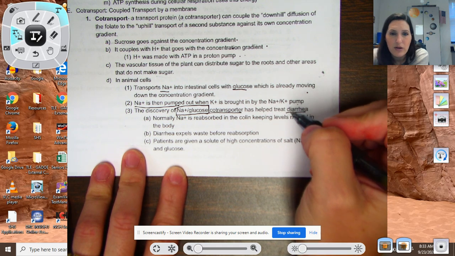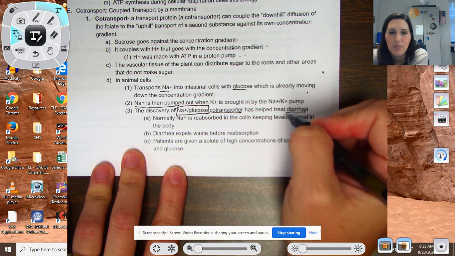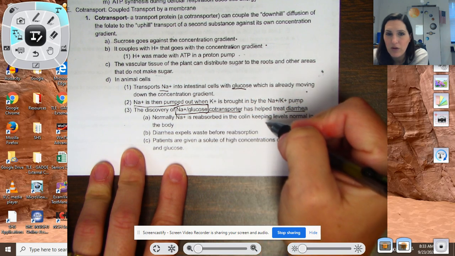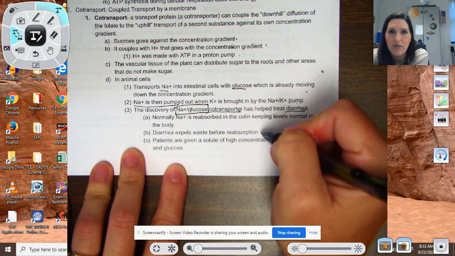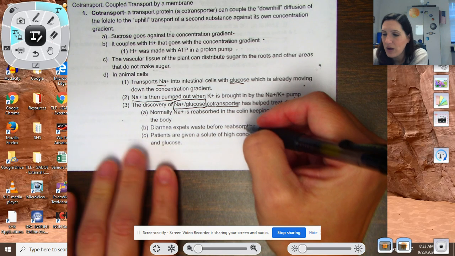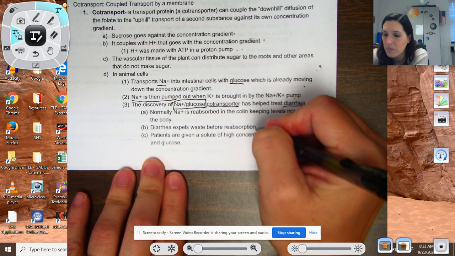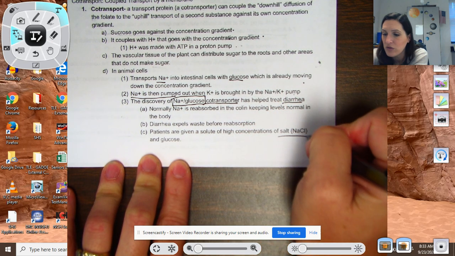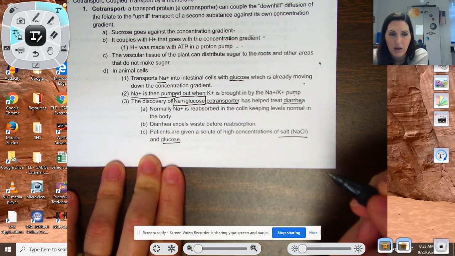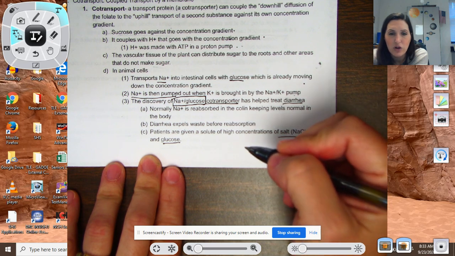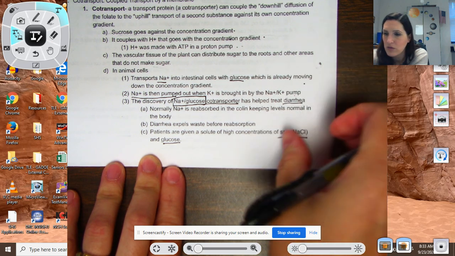In third world countries, people still die of diarrhea, especially babies. Normally, sodium is reabsorbed in the colon, which is the end of the digestive tract. But if you have diarrhea, everything leaves before the sodium can get reabsorbed. Diarrhea expels waste so fast before reabsorption. Patients are given a solution of high concentrations of salt and glucose. So in third world countries, we give patients a solution of salt and glucose.